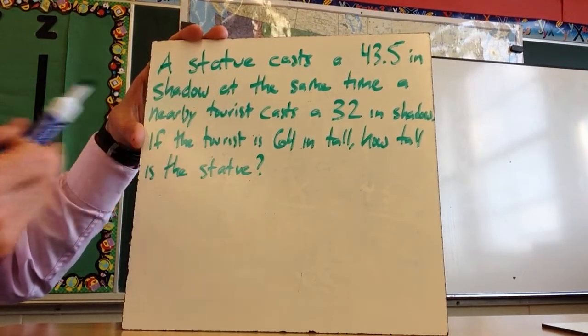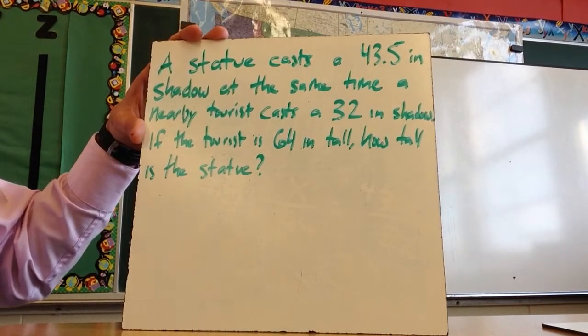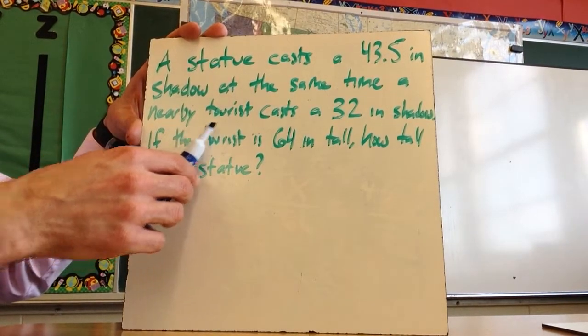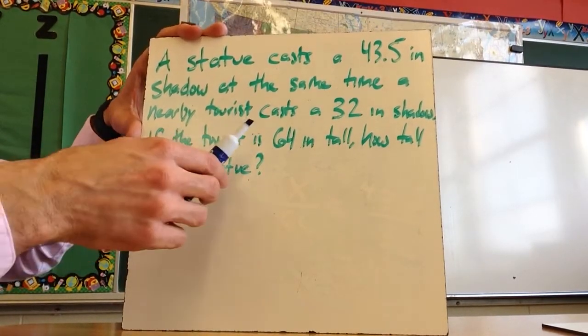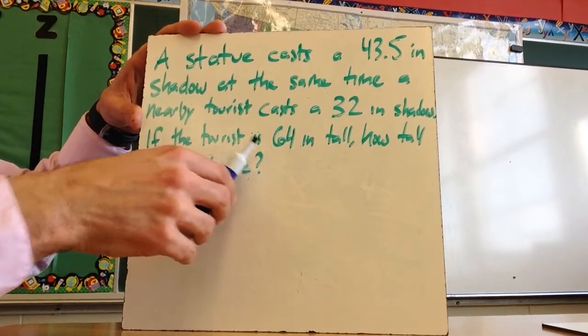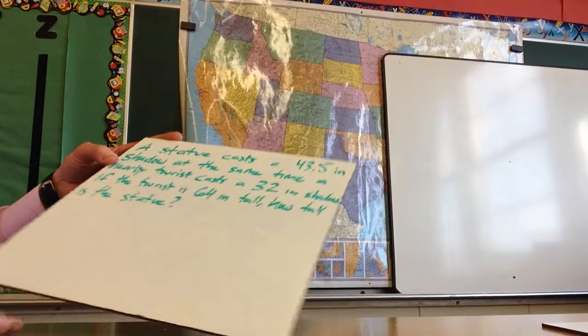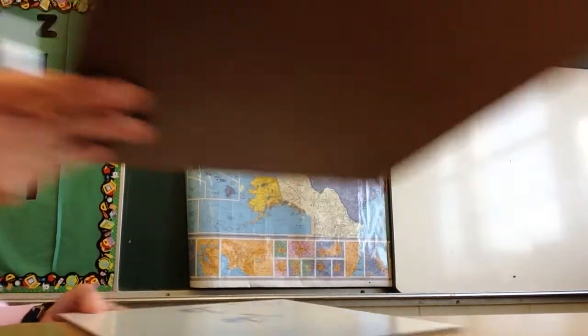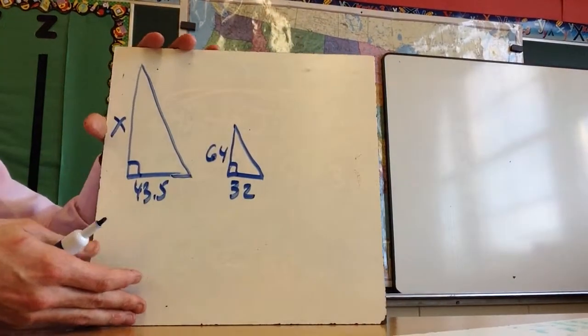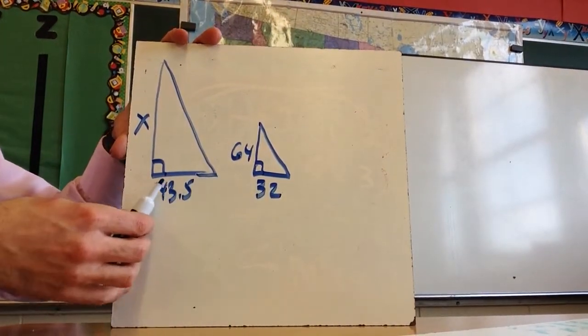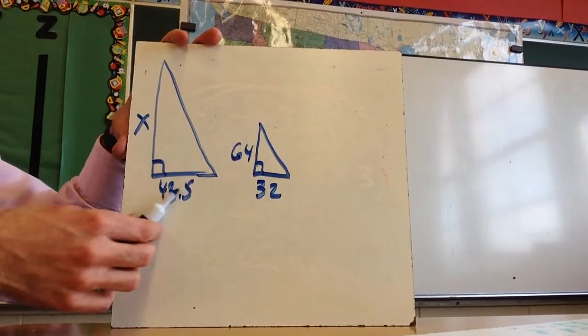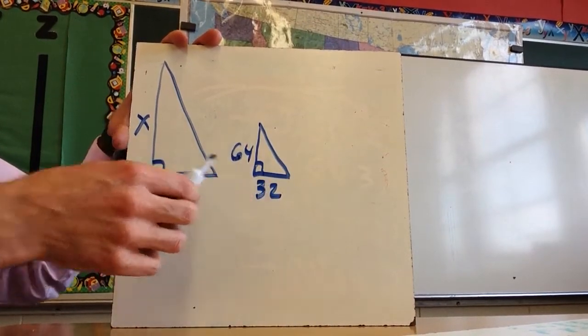So I got a statue that casts a 43.5-inch shadow. At the same time, a nearby tourist casts a 62-inch shadow. If the tourist is 64 inches tall, how tall is the statue? So you want to do something like this if we're going to draw it. So this is the statue. This is the shadow of the statue. This is the person and the person's shadow.